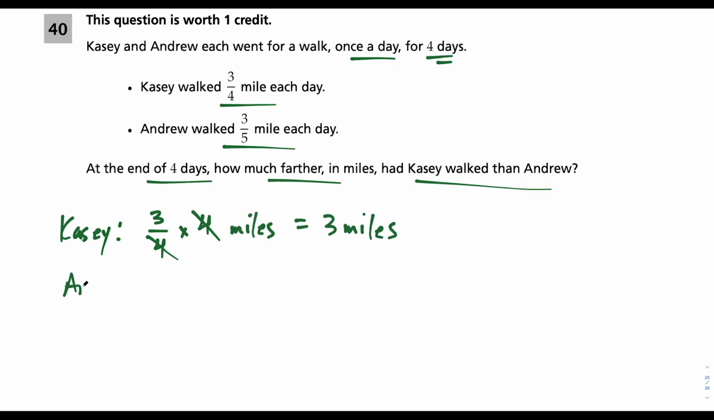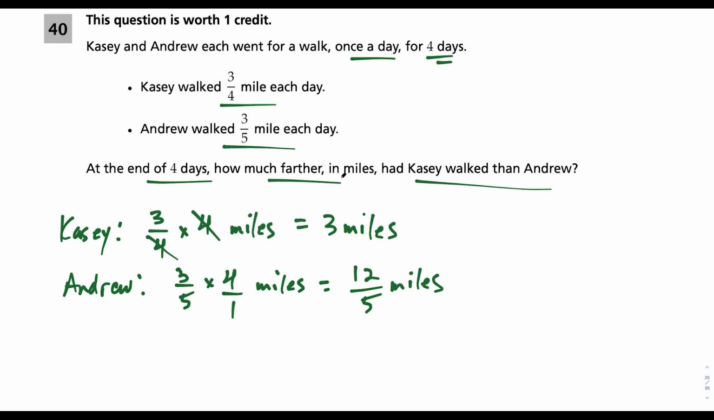Now for Andrew, we're going to take Andrew's rate, and Andrew is walking 3/5 of a mile each day. So we're going to do 3/5 times 4 because, once again, Andrew and Casey are both walking for 4 days. So not 4 days straight, but 3/5 of a mile each day for 4 days in a row. This is going to tell us how many miles Andrew walked, and we're going to multiply it by 4. We could just call this 4/1. Now 3 times 4 is 12, over 5 times 1 is 5. And this is in miles.